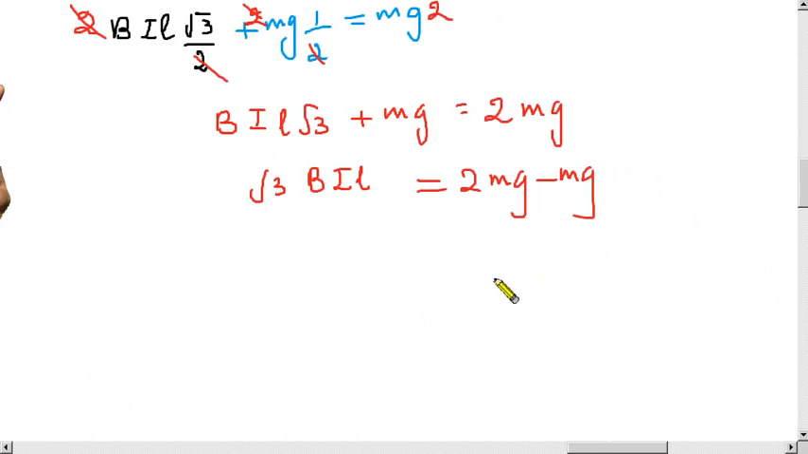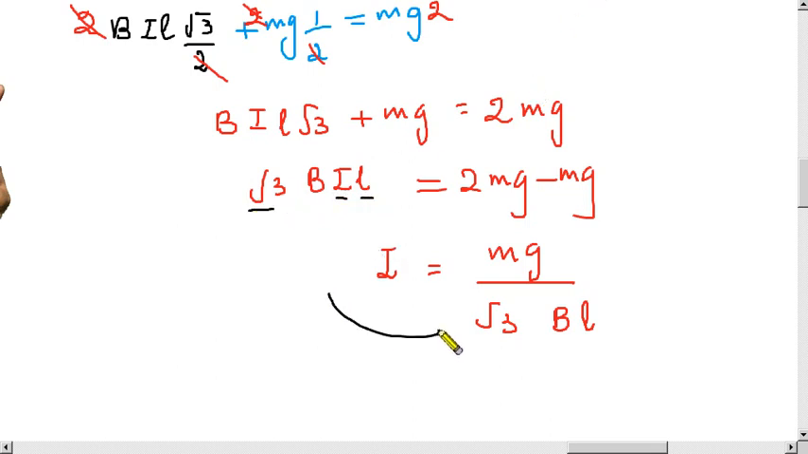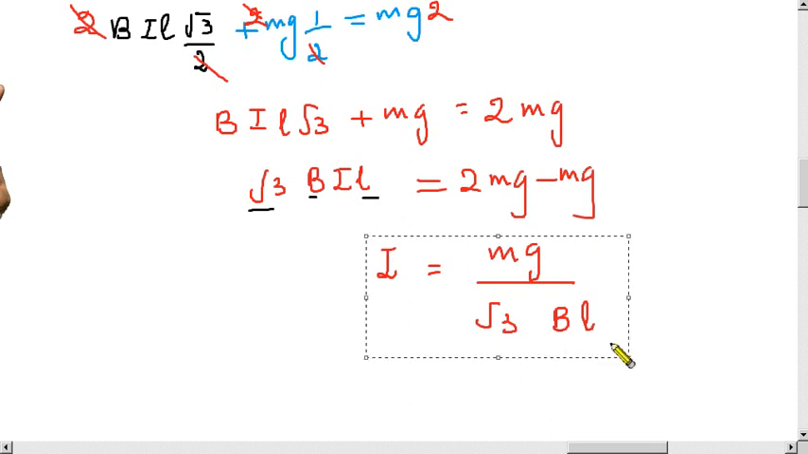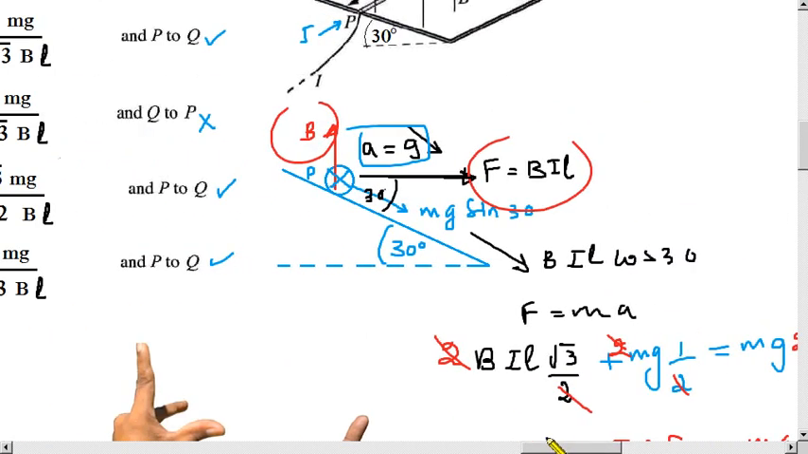So 2 times mg minus mg is only 1 mg, divided by root 3 BL, is equal to I. We took these to the bottom of the line, denominator to the denominator. So now this is the final answer. Did I make any mistake? No. Root 3 BIL, 2 mg minus mg is 1 mg, right, I think it is correct. So let us check the answer.